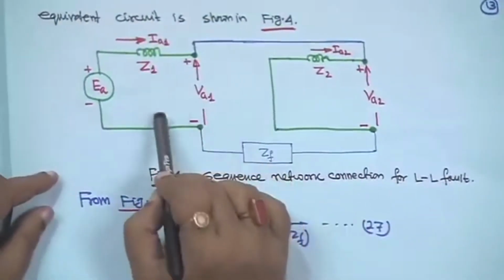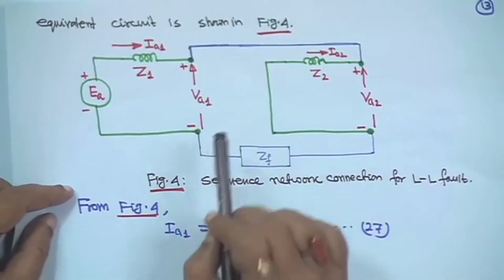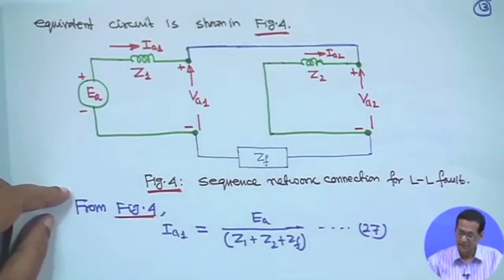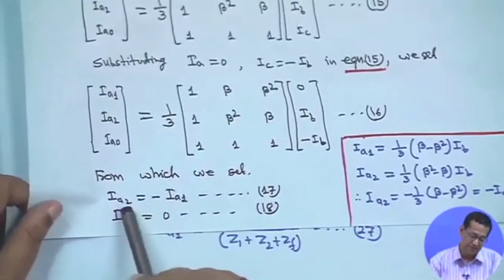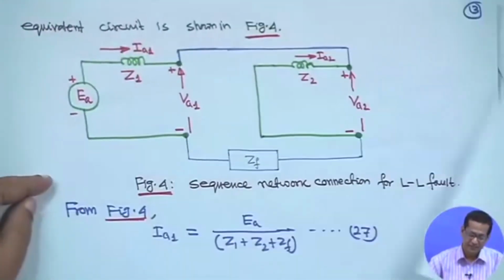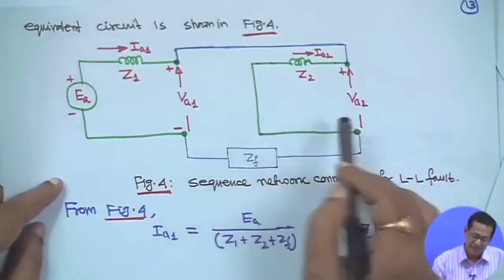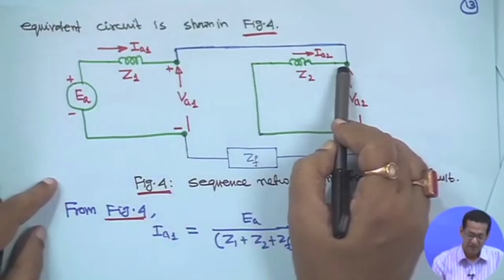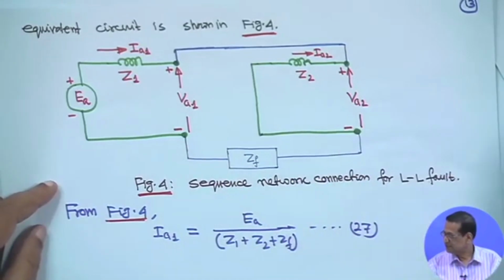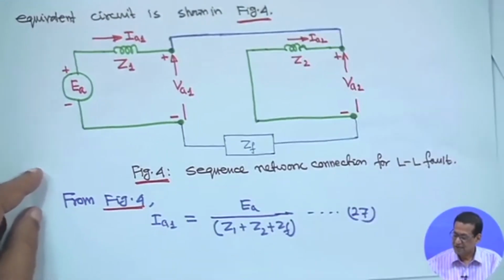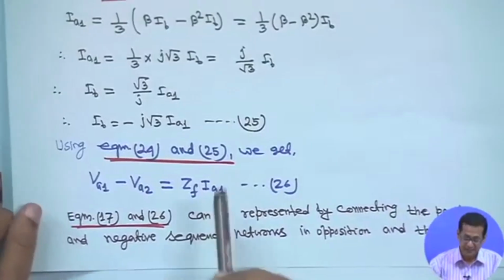In this case, this green one is our positive sequence network and this is our negative sequence network, but we know IA2 is equal to minus IA1, that means IA1 is equal to minus IA2, so they are in opposition. This is plus minus VA1, and plus minus VA2 for the negative sequence. As they are in opposition, plus will be connected to plus and minus is connected to minus, and from these equations, if you apply KVL, you will see VA1 minus VA2 is equal to Z dep into IA1.